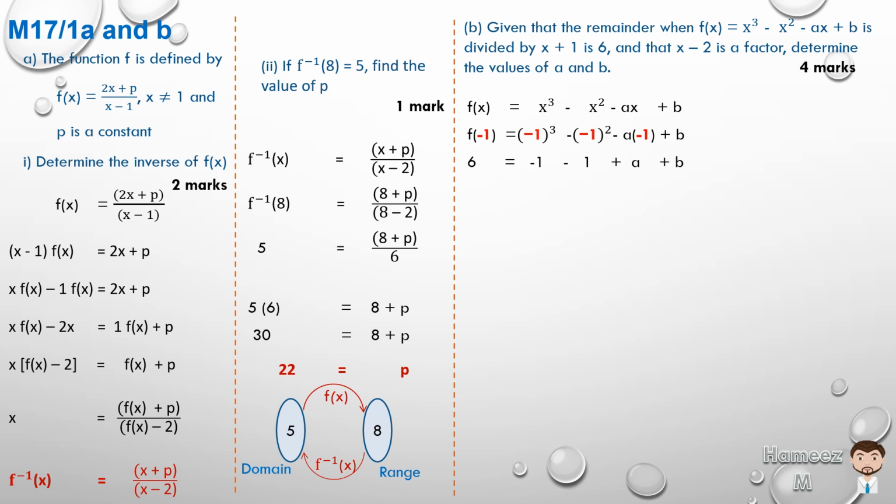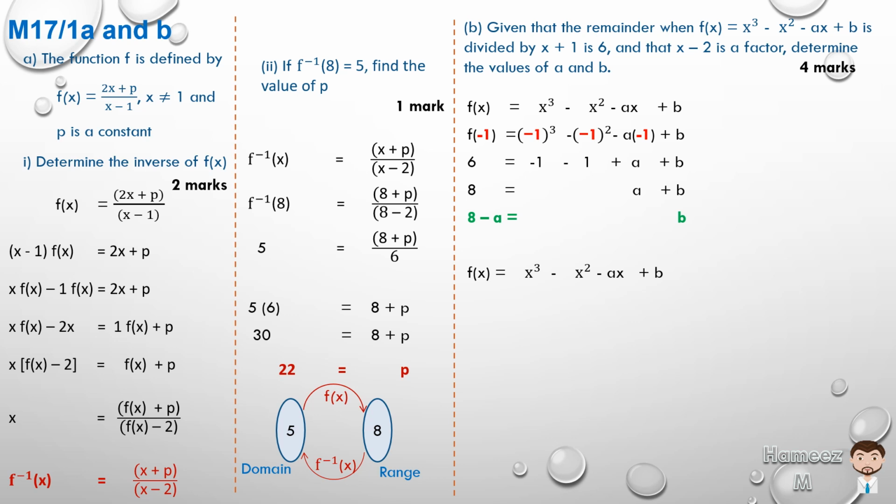So we can carry minus 1 and minus 1, which is minus 2 across. So we're going to get 6 plus 2 is 8 is equal to a plus b. Or if we want, we can make b the subject of the formula by saying 8 minus a is equal to b. And for the second part of the information, x minus 2 is a factor. As such, x is equal to 2. So let's rewrite the formula.